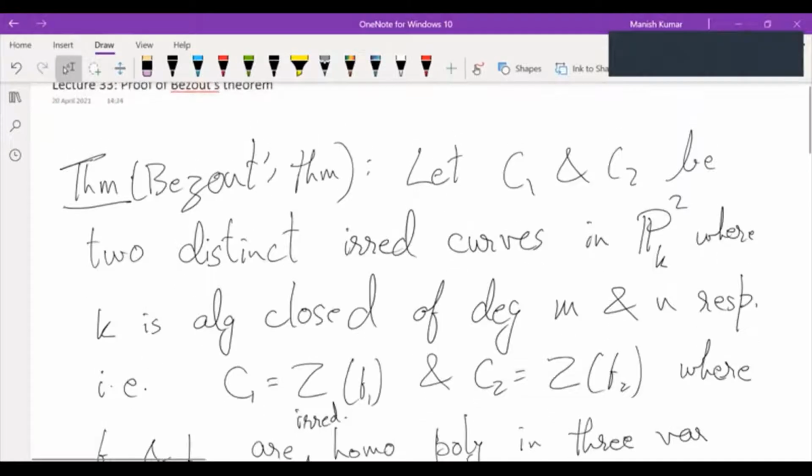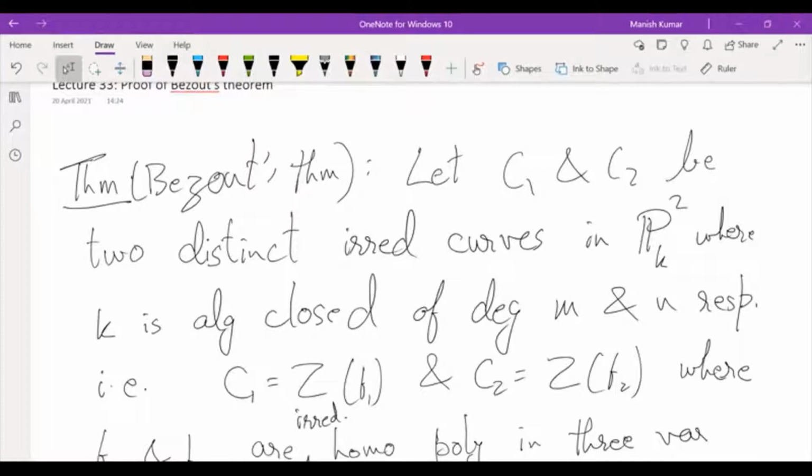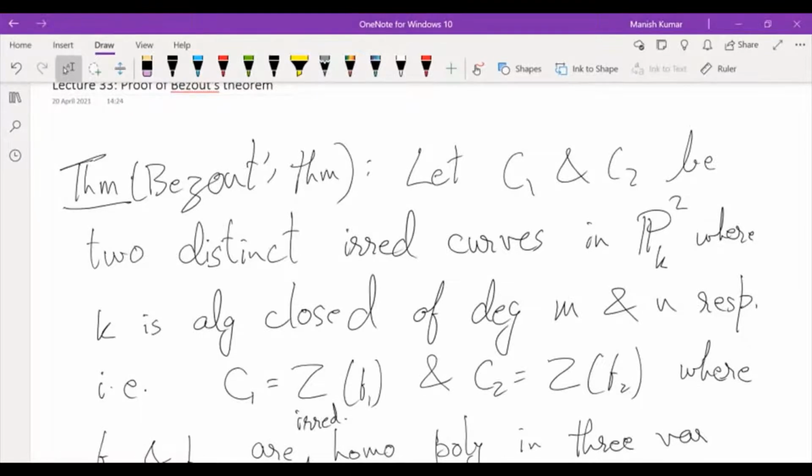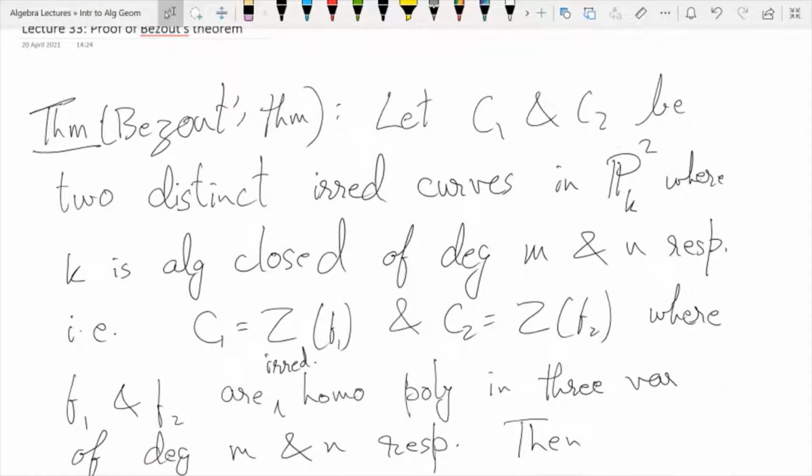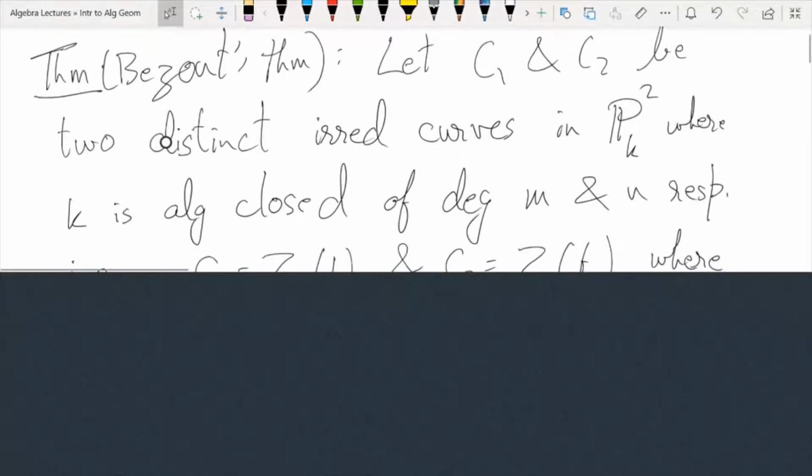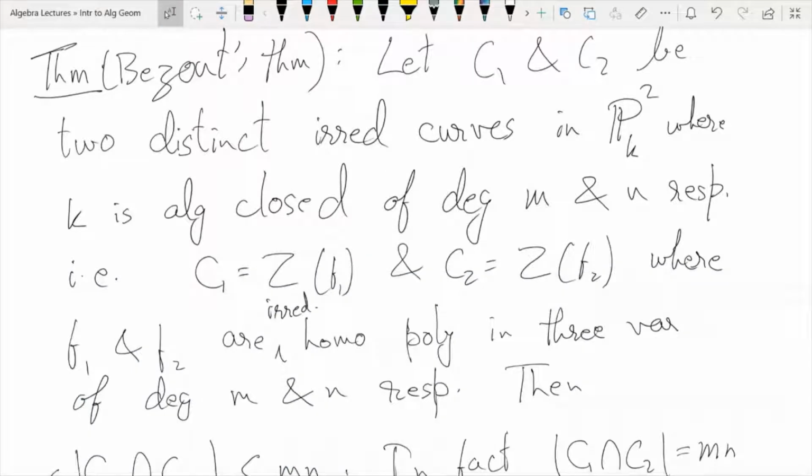We started the discussion. Let C1 and C2 be two distinct irreducible curves in P2 over K, where K is an algebraically closed field, of degree m and n respectively. So C1 is of degree m and C2 is of degree n. Then the number of points in the intersection is at least one and at most m times n. And in fact, if you count with multiplicity, then it is exactly m times n.